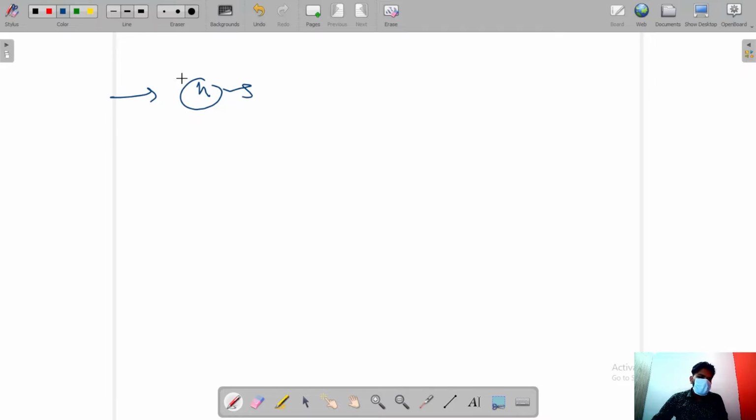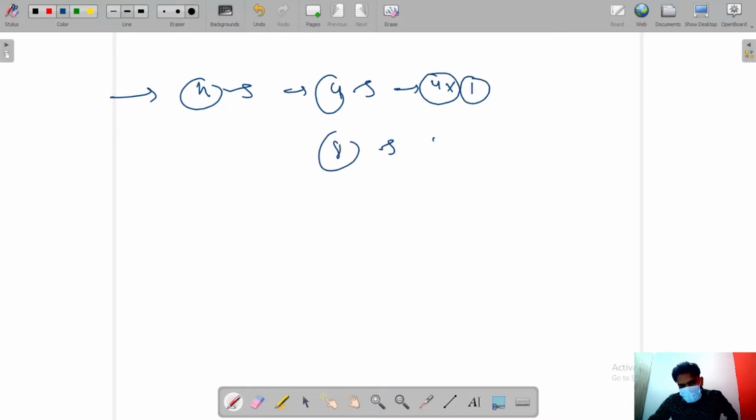Our question is that we are given a number n, like 4, and we have to find out whether this 4 is a power of 4 or not. So this number is a power of 4. Why? Because this number is also 4. 8 is not a power of 4. Why? Because this number is not valid.